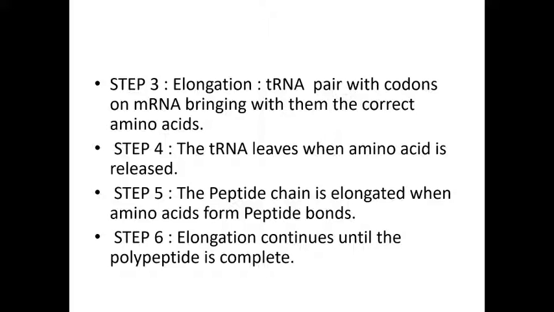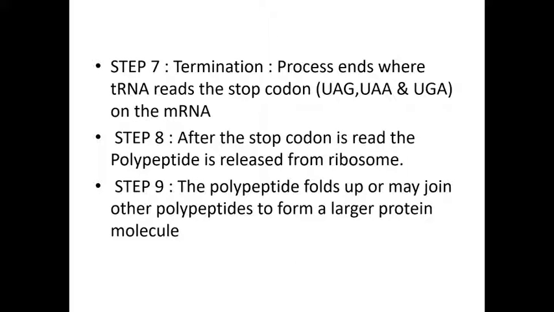Now, step 3 is elongation. The tRNA pairs with the codons of mRNA, bringing with it the correct amino acid. So this tRNA will bring an amino acid to the concerned codon. Now, step 4: the tRNA is released when the amino acid is released. Once the amino acid is released, the tRNA will be released from that codon. Now step 5: the peptide chain is elongated when the amino acids form the peptide bond. The elongation will continue until the polypeptide is complete.